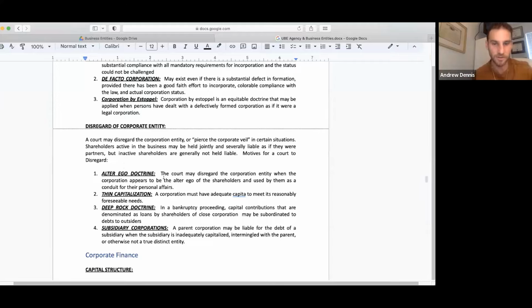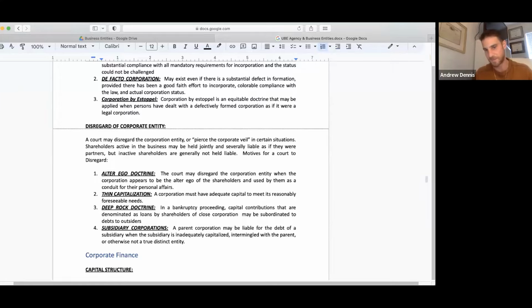So the alter ego doctrine: the court may disregard the corporation when it appears to be the alter ego of the shareholders and used by them as a conduit for their personal affairs, right? Say Matt and I have a corporation, but it's really just Matt and I, just an alter ego. Thin capitalization: they must have adequate capital to meet reasonably foreseeable needs. These are elements that would give rise to piercing the corporate veil. The deep rock doctrine: in a bankruptcy proceeding, capital contributions that are denominated as loans by shareholders of the corporation may be subordinated to debts to outsiders.